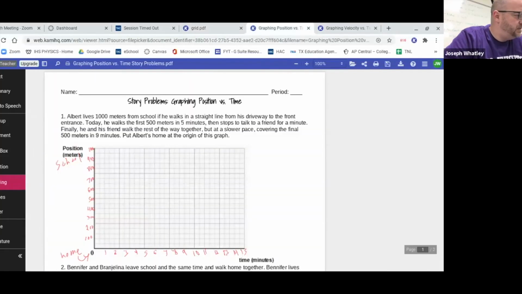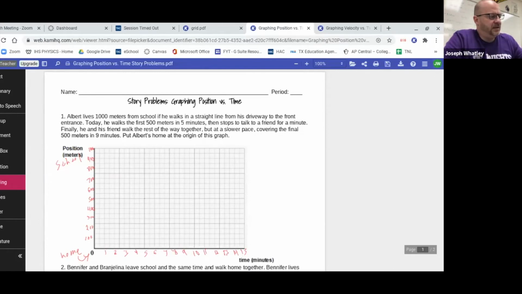All right, so position versus time graph. This is the storybook problems. So story problems listed under week 1, today's date in Canvas. We've got the storybook problems. There's 4 storybooks. Basically, it gives us a story. We're going to plot this position versus time.